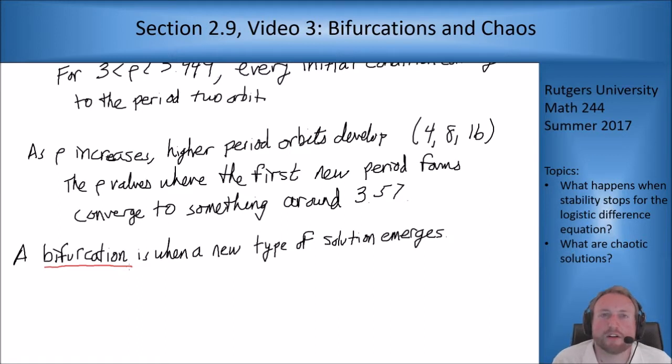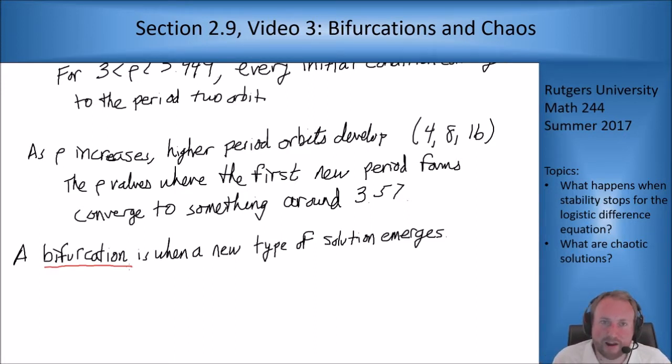All right, so all these rho values converge to 3.57. So what happens beyond 3.57? Theoretically, we've gotten to periodic orbits of order infinity, basically, because these converge to 3.57, so you can get as many as you want before then. So what happens beyond that point?